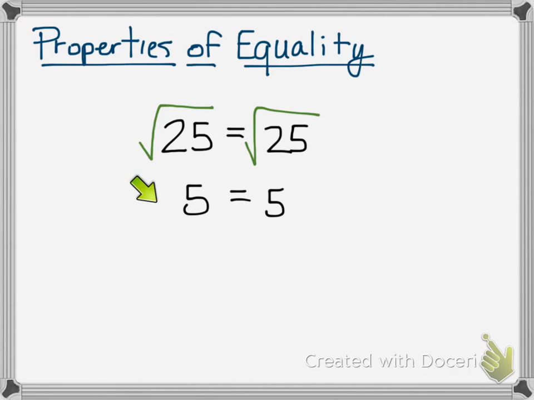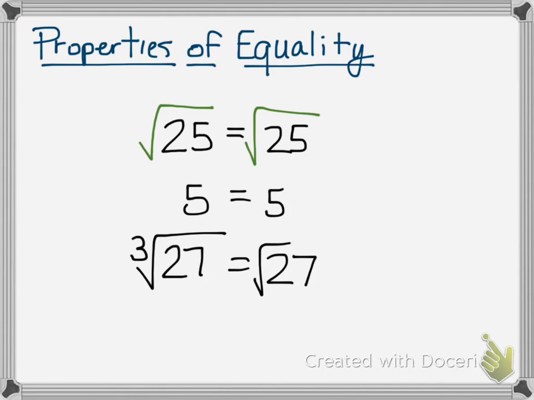So that's important. I could do the same thing with this equation. What about this one? 27 equals 27. Now this time I'm going to take the cube root of both sides. Can I do that? Does that work for my properties of equality? Well, yeah, it does, because the cube root of 27 is 3, and the cube root of 27 over here is also 3. Okay, so the properties of equality work. This would allow us to solve certain equations.